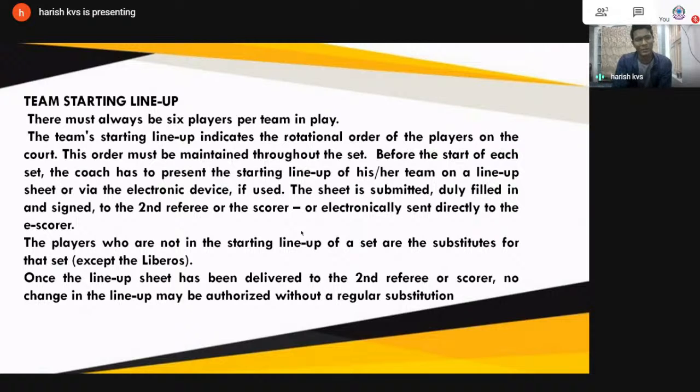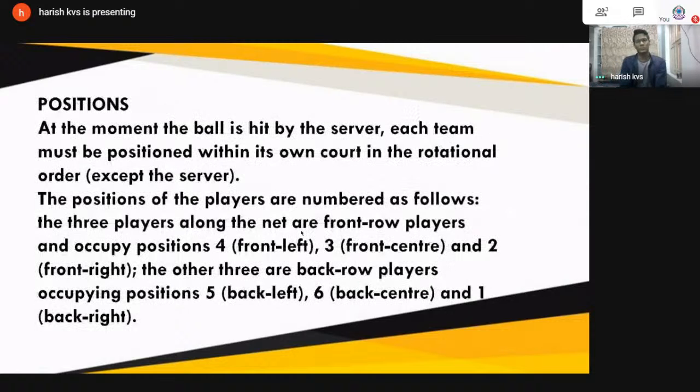Once the lineup sheet has been delivered to the second referee or scorer, all these points, I'm not going through all of them. These are technical points related to the officials or coaching staff. We will be looking mainly at the gameplay points of view, so that a player can understand and easily learn how to play volleyball.